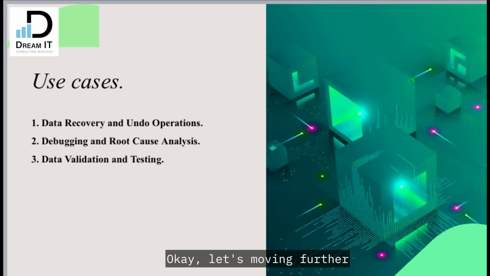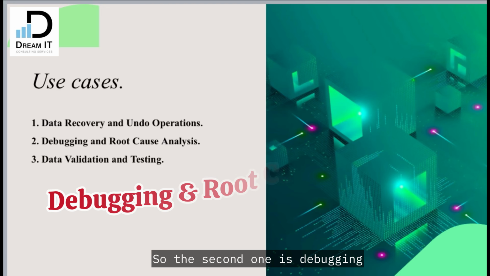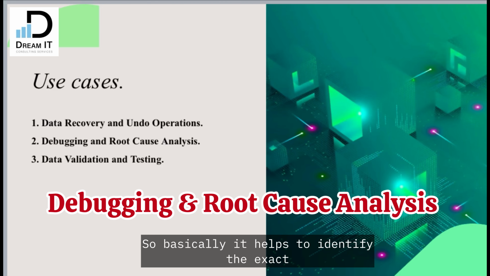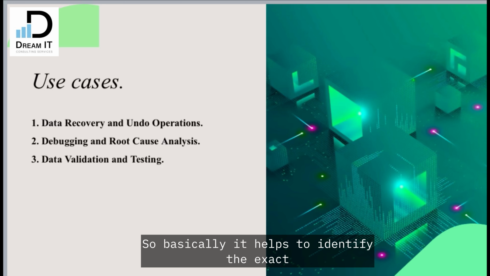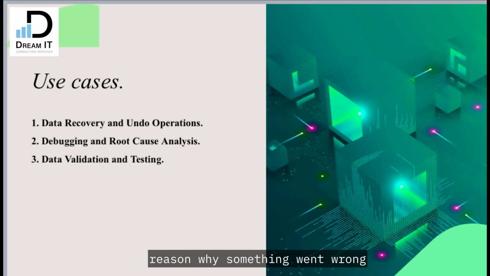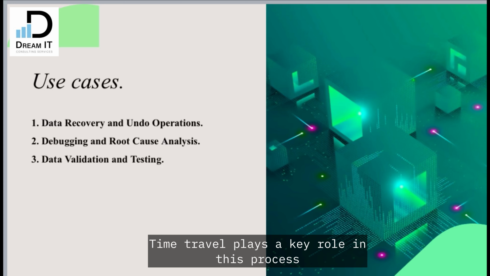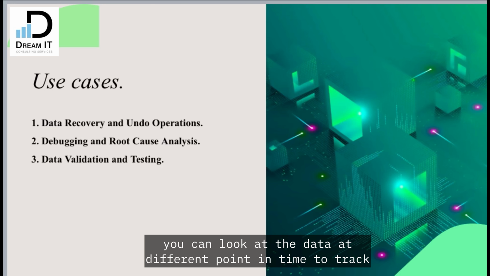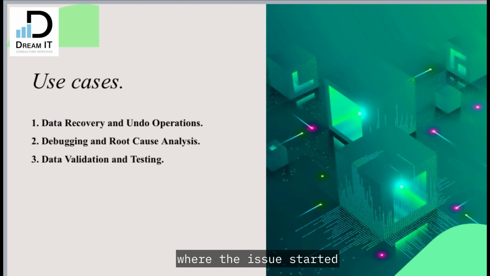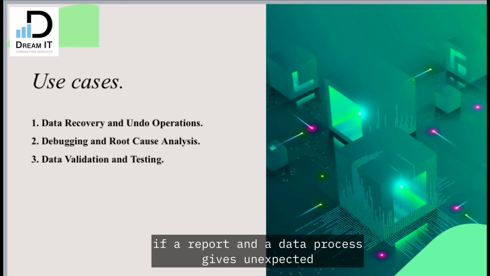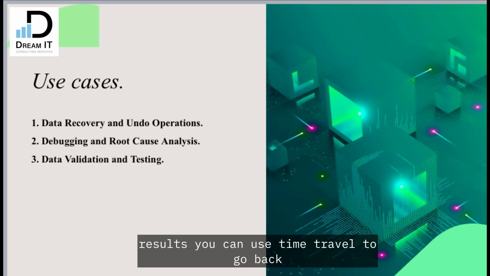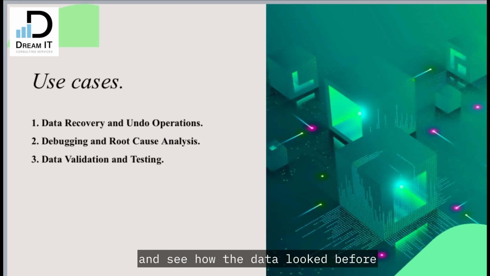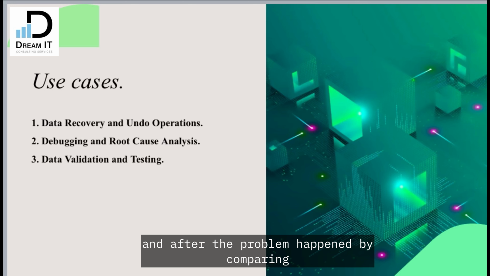Okay, moving further, the second one is debugging and root cause analysis. Basically it helps to identify the exact reason why something went wrong. Time travel plays a key role in this process. With time travel, you can look at the data at different points in time to track where the issue started and understand what caused it. Let me give an example. Suppose a report or a data process gives unexpected results, you can use time travel to go back and see how the data looked before and after the problem happened.